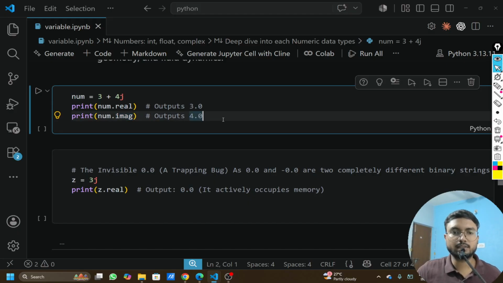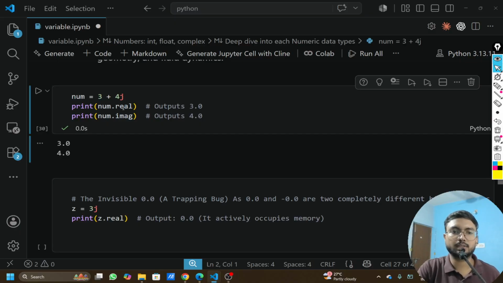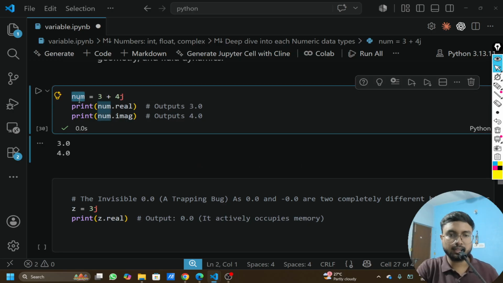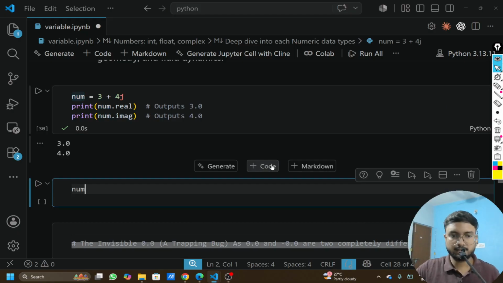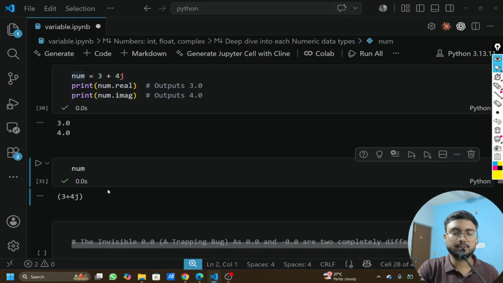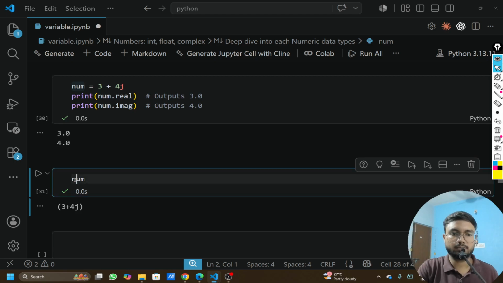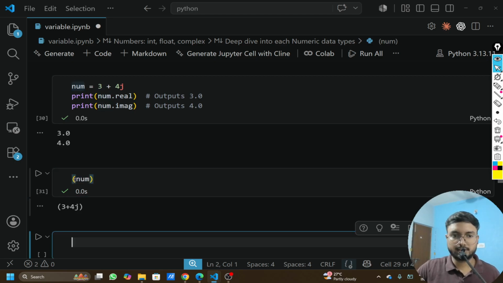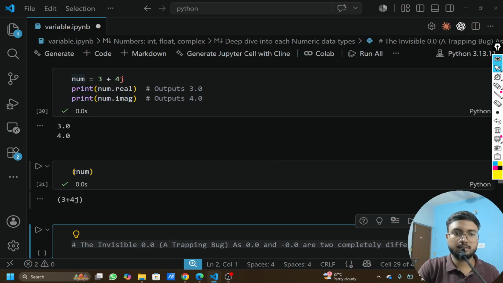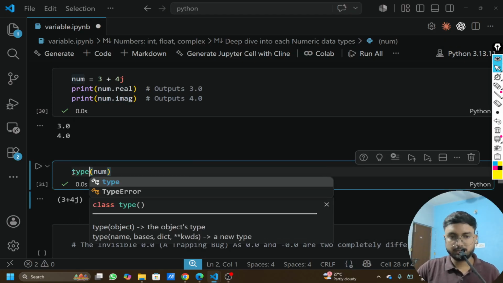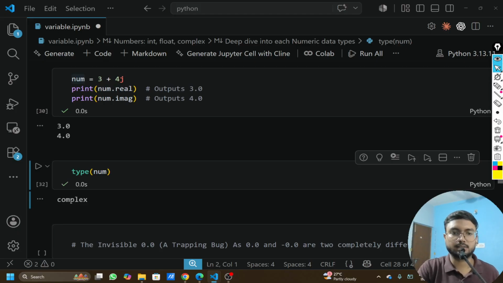So let's try to run and see what output it gives. You can see it gave me the real as 3 and imaginary as 4. If I just print this num, let's see what will come. So num is giving 3 plus 4j. If we try to print the type of this, I think it will be complex. See.